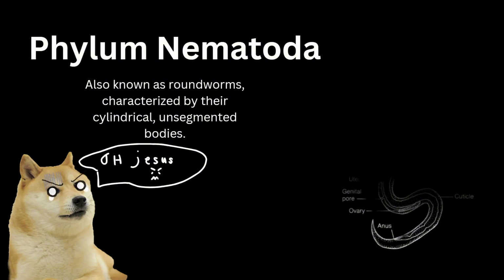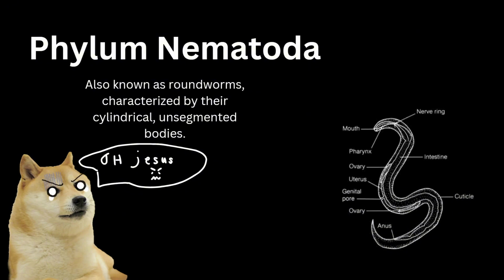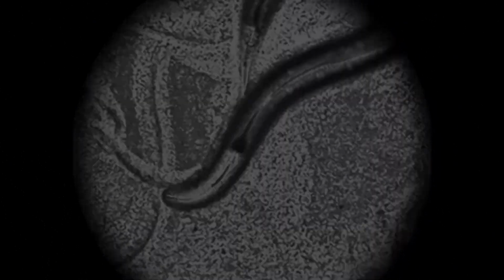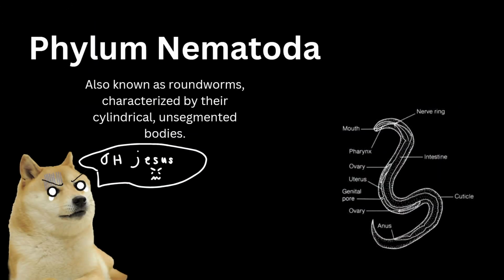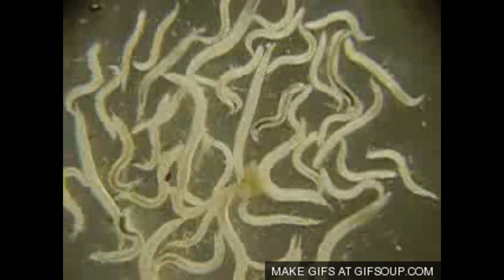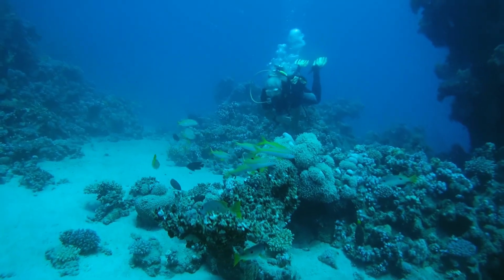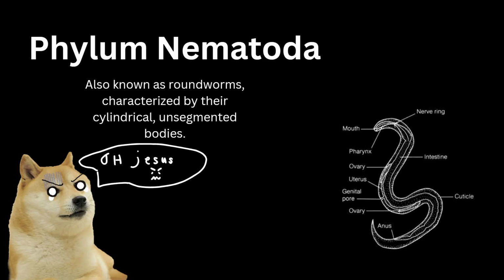Let's start off with the phylum Nematoda, commonly known as the roundworms, characterized by their cylindrical, unsegmented bodies. Nematodes are very abundant animals on Earth, found in diverse environments including soil, freshwater, marine ecosystems, and as parasites within animals and plants. These worms have the ability to adapt to various habitats, which makes them a crucial part of the ecological food web.